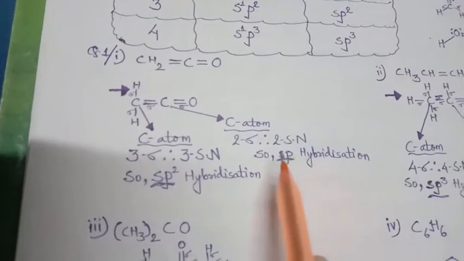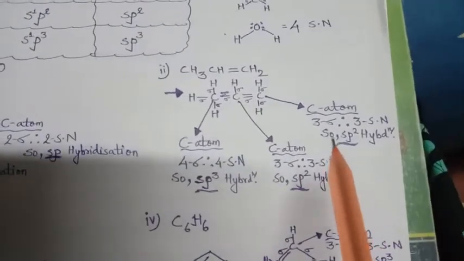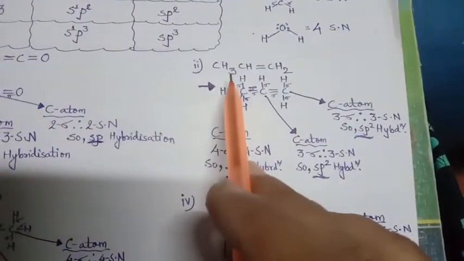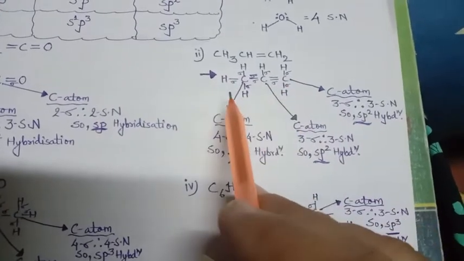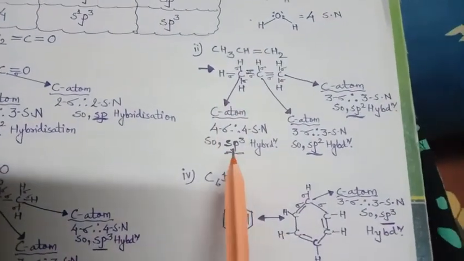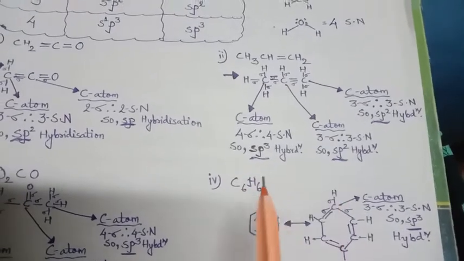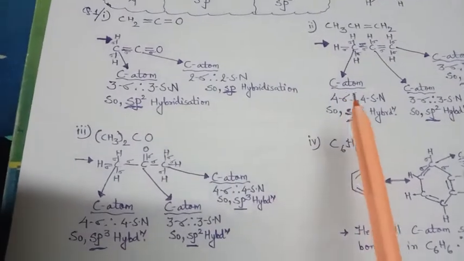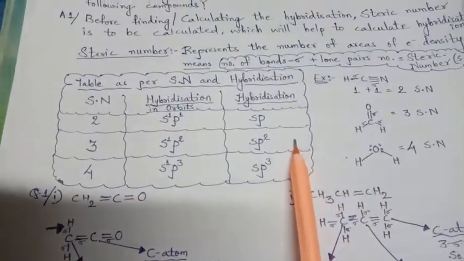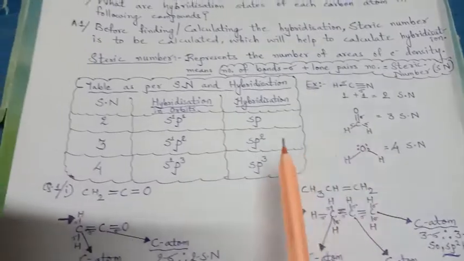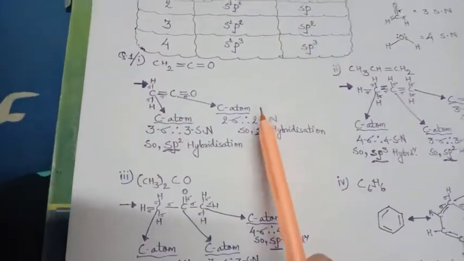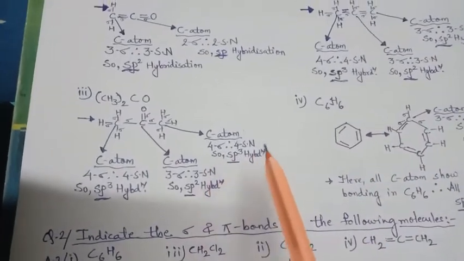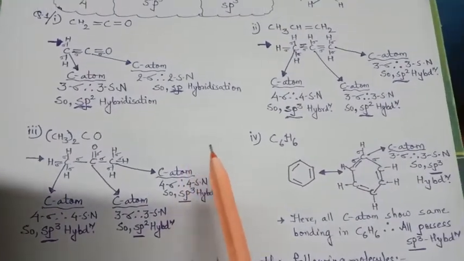Clear? So this is how you are able to calculate. Here there are 3 carbons, so you are supposed to go through all 3 carbons and check the sigma bonds. Accordingly, find out whether it is sp3, sp2 or sp hybridization. I have solved all of these and explained the formula. An example is also explained here, and a table is also given. So you should try to understand it yourself.